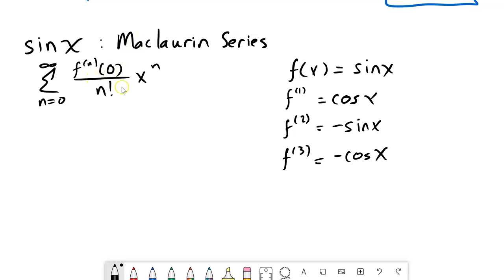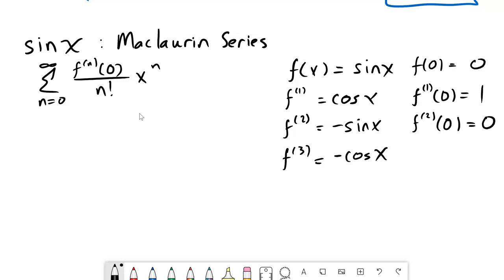But then we have the second part. We want to evaluate it at 0. So if we were to evaluate it at 0, f of 0 is equal to, well, sine of 0 is 0. The first derivative evaluated at 0 is 1. The second derivative evaluated at 0 is 0. And then the third derivative here is negative 1. Okay, so now we know that.